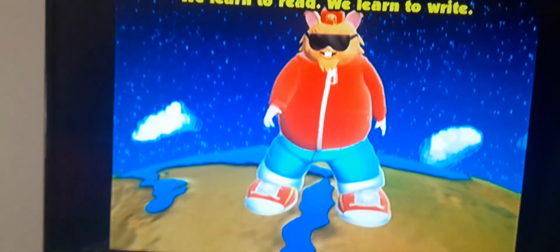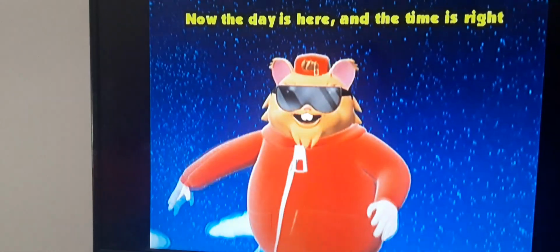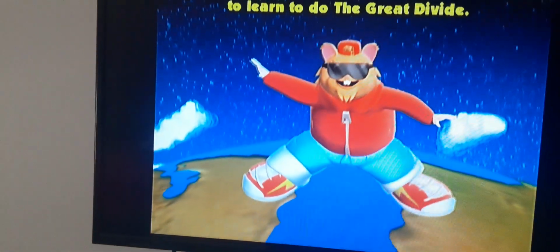Well, we learned to read, we learned to write, we added, subtracted, and multiplied. Now the day is here and the time is right to learn to do the great divide.